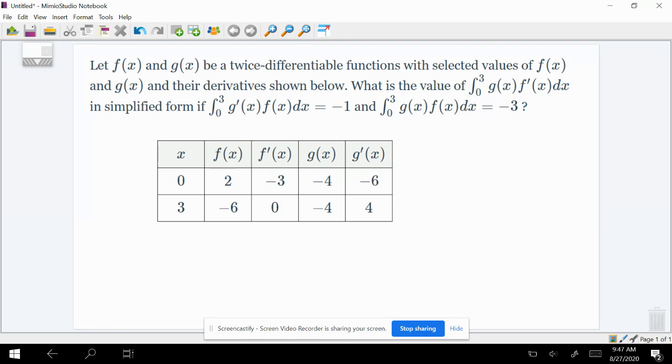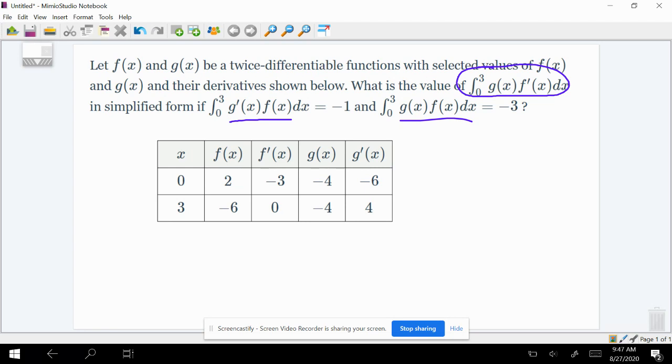They're giving you an f function, they're giving you a g function, they're giving you a table of information. What they're actually asking you to do is integrate from 0 to 3 of g times f prime, but then they give you other information about what we know about the integral of g prime f and what we know about the integral of gf.